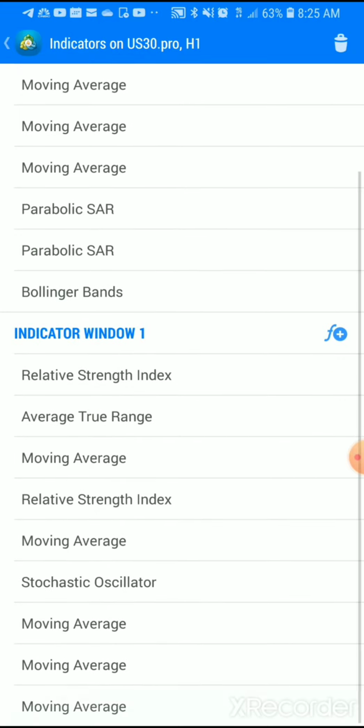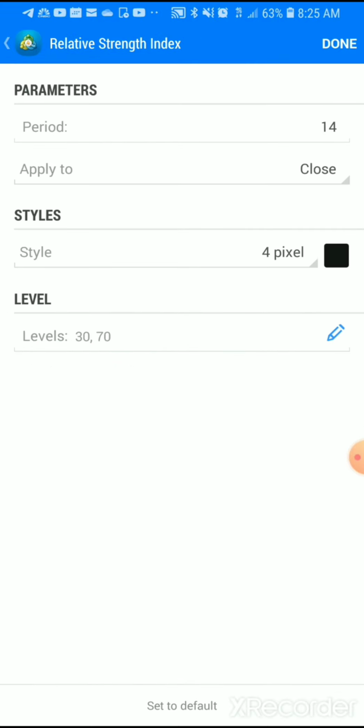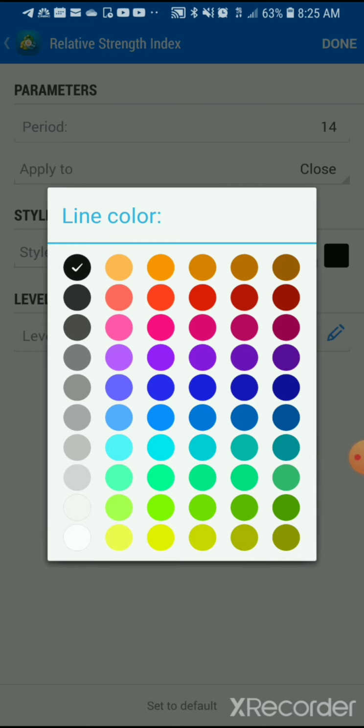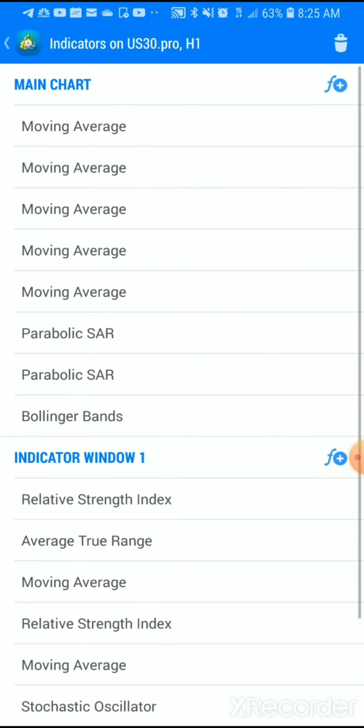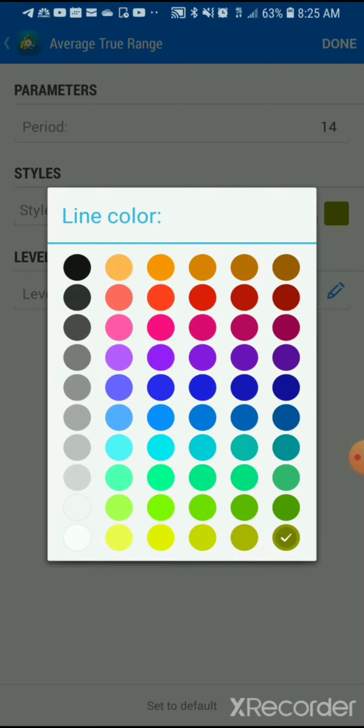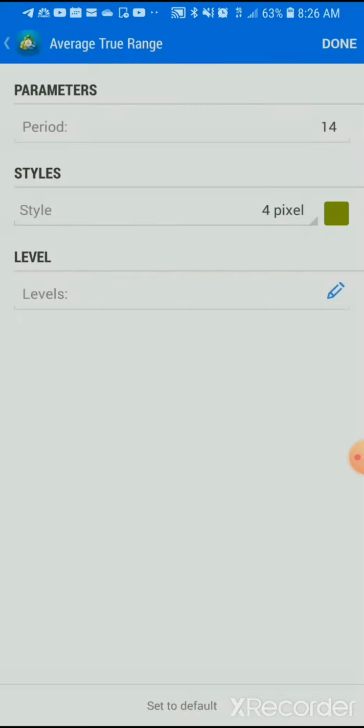Okay, that is the main chart, and then we have the indicator window at the bottom, black. So we have an RSI there that's set to 14, apply to close. Style is 4 on the pixel count, and then it's black, and we have two levels, generic levels, 30 and 70. Average true range, that is like a green, set to 14.